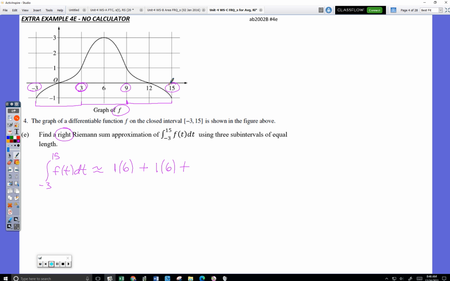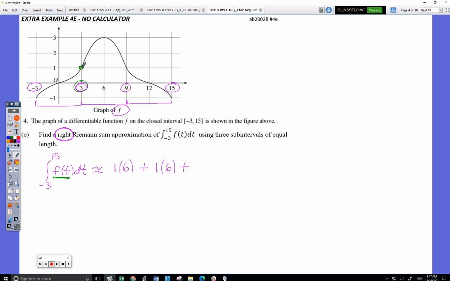Okay. So we're supposed to go to the right side of each subinterval. So what is the time on the right side of each subinterval? Where does the first subinterval start? -3. Perfect. Where does it stop? 3. Good. So 3 is on the right side of the first subinterval. Okay. With me? But I'm supposed to take the value of f at that time. So what's the value of f at that time? 1. Okay. Is that better? Yeah. You good? That's 2 points.